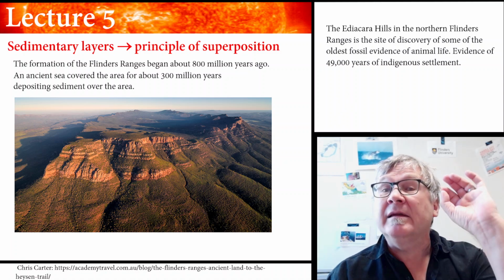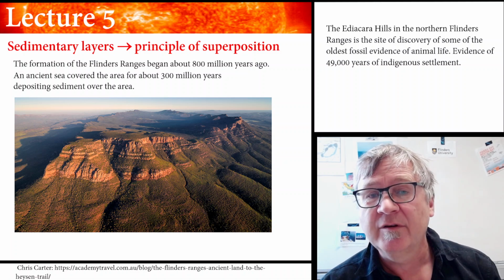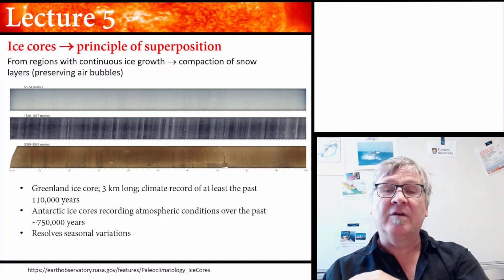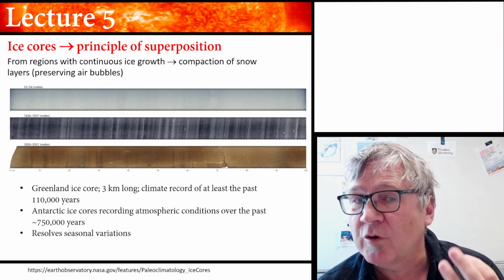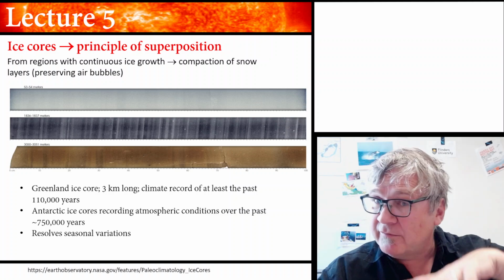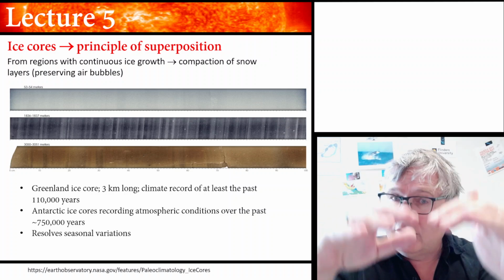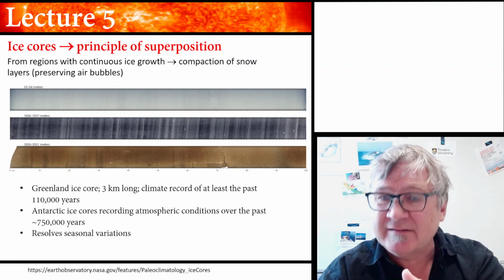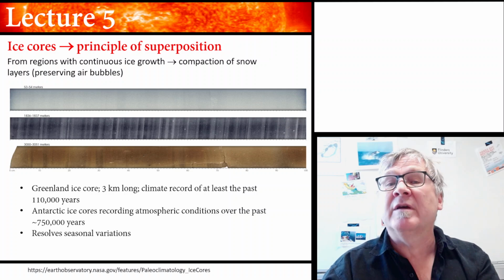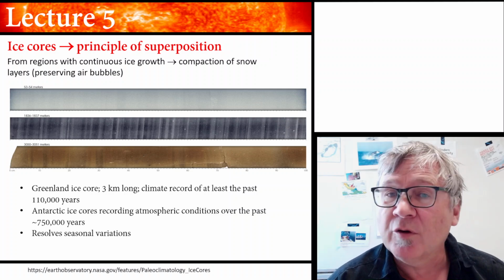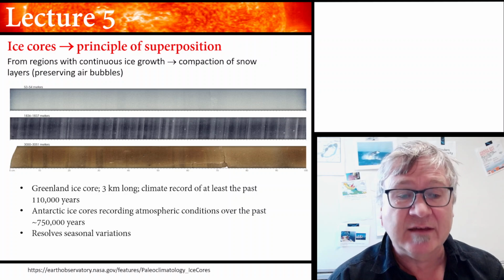Okay, so you can look at another type of material that preserves information from the past due to the principle of superposition. And yes, you guessed it right, ice cores. Ice cores from regions where you have a continuous ice growth. How do you get that? You have a region where every year you have a snowfall, and the snow accumulates on the surface and becomes over time compacted, preserving air bubbles. So from these air bubbles you can retrieve information of past climate conditions, including temperatures and CO2 concentrations and methane concentrations and stuff like that.